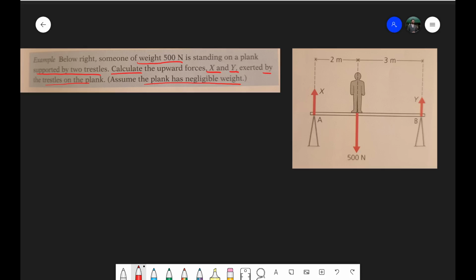You have to read the question carefully to understand if you need to ignore the weight of the plank or you need to include it. If they're not stating anything and if they're giving you the mass or the weight of the plank, then that's a hint for you to take it into account. Otherwise, you can ignore it if they have explicitly stated that you can ignore the weight of the plank.